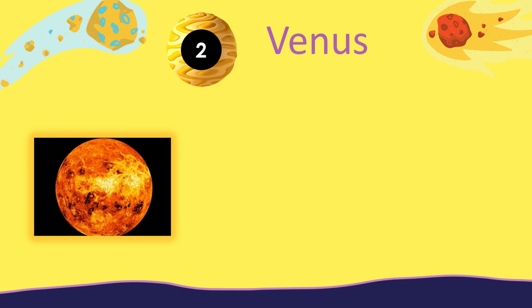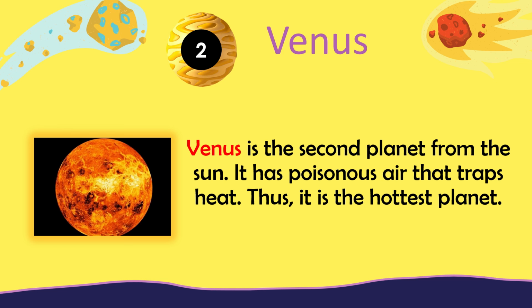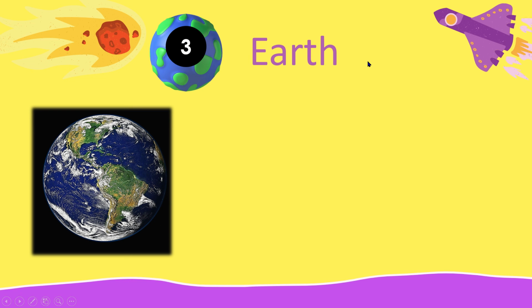Okay. Number 2, Venus. What is it? Okay. So Venus is the second planet from the sun. It has poisonous air that traps heat. Thus, it is the hottest planet. Okay, one more time please. Hottest planet. What is the hottest planet? Venus. Okay?